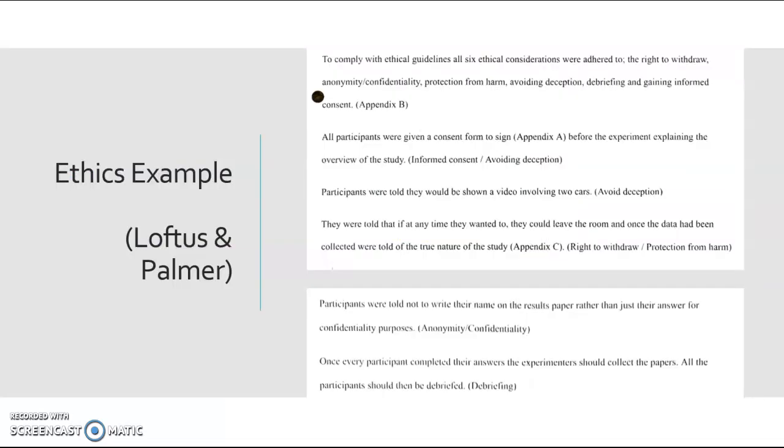And looking at this Loftus and Palmer example, you can see actually they've done this very well, I think. They've identified the issue, but then explained how they would deal with it as well. So participants were shown, or told they would be shown, a video involving two cars. That avoids deception. I think that's quite a nice way of laying it out, because they've specified the issue and how they've addressed those ethical concerns.